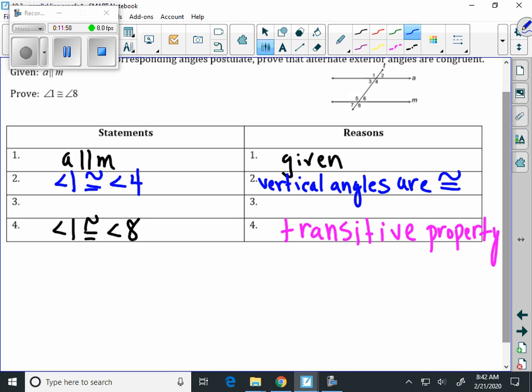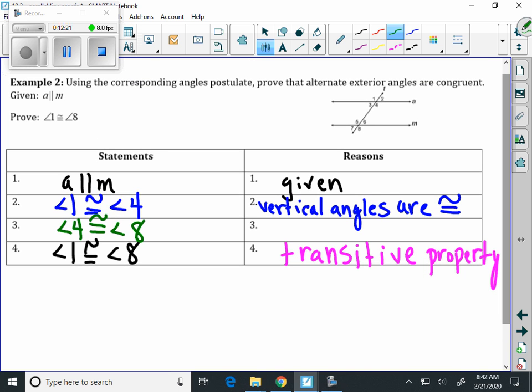Well, now that we picked that one, we have to use angle 4, the second angle that we used in our previous statement. And it better be congruent to angle 8, which is the second part of what we're trying to prove. So if we look back up in the picture, is that true? And what we've got is 4 here and 8 there. And what we see is that we've got 2 parallel lines cut by a transversal.